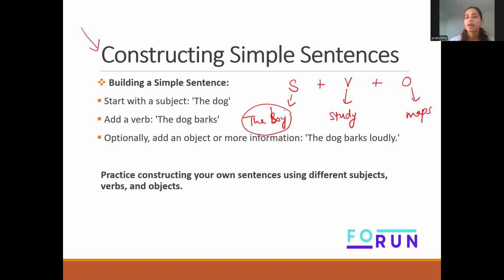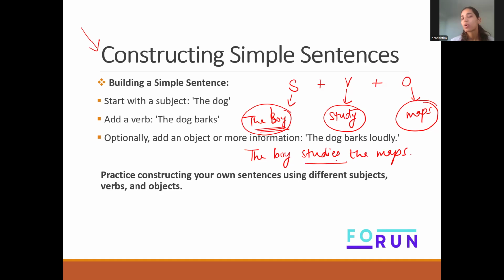So we have the subject, which is boy. Right now, it's not a sentence. It's just random words. Study, and the object is maps. If I have to put it together, I will put it like this: the boy studies the maps. Of course, I have to use studies and not study because this is a singular subject. Always remember, if the subject is singular, the verb is plural.